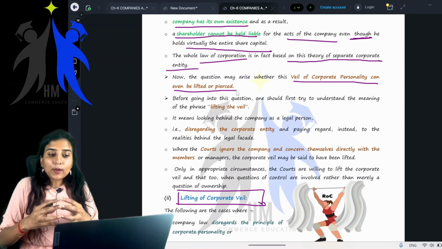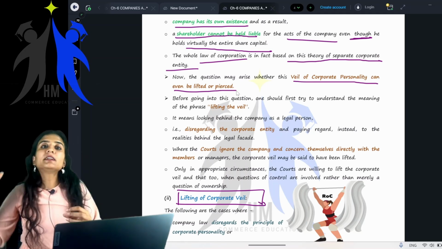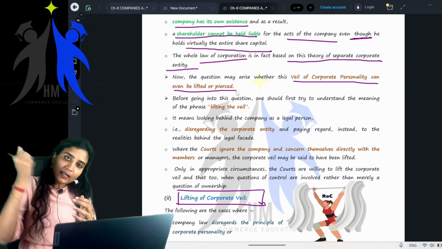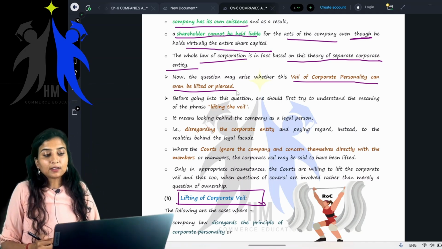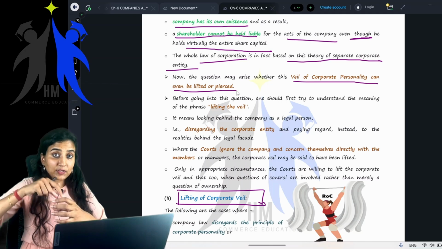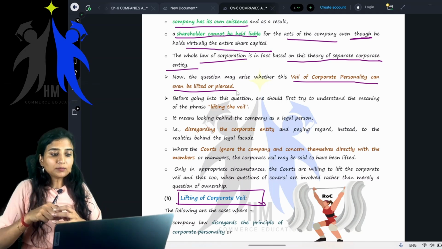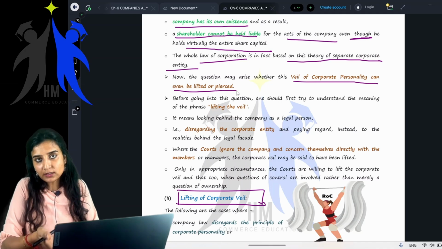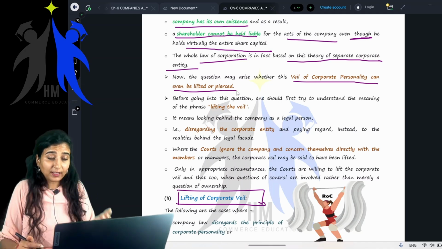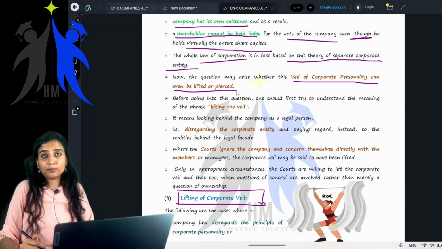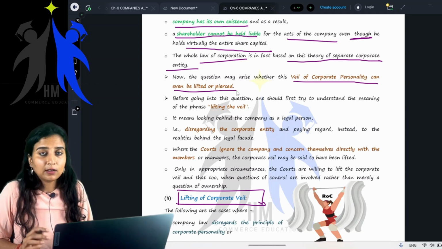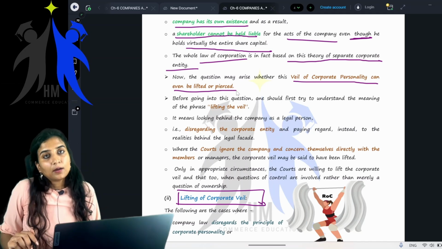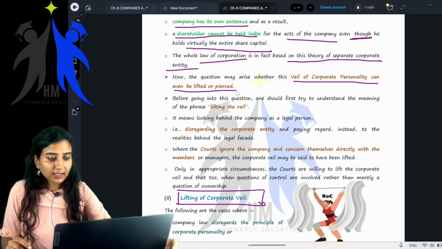Now, the question might arise whether you can take off that insulation, whether that particular veil can be lifted or pierced, so that the persons who are actually responsible can be put upfront. You will read when this lifting of the corporate veil will be done in the law. Getting it? Right, ma'am.